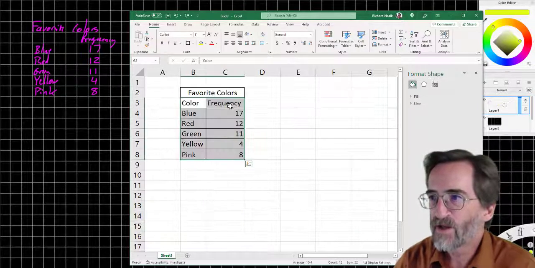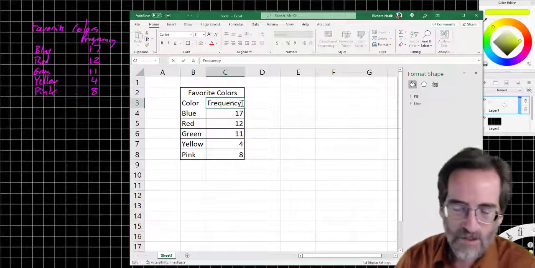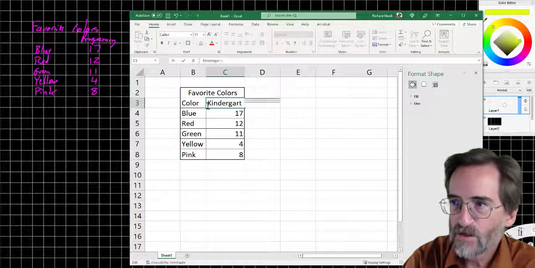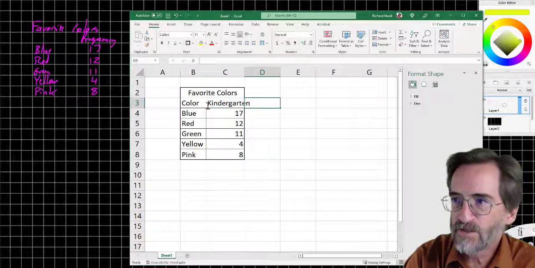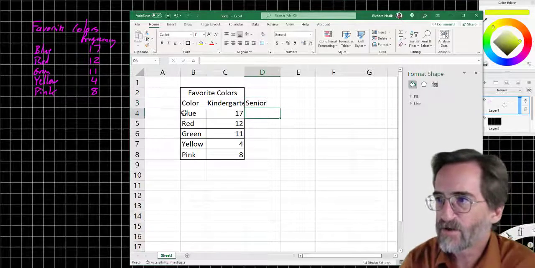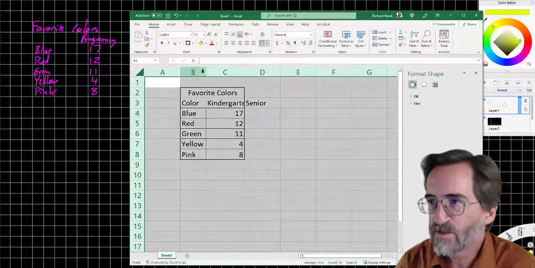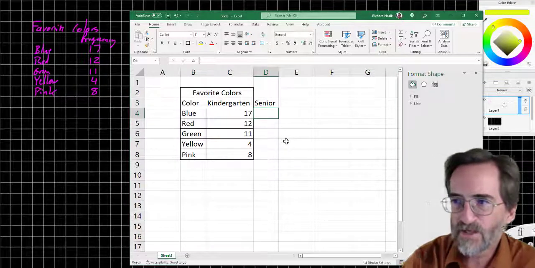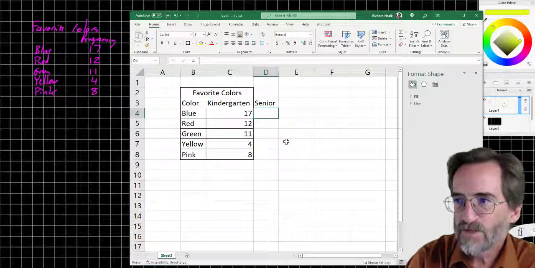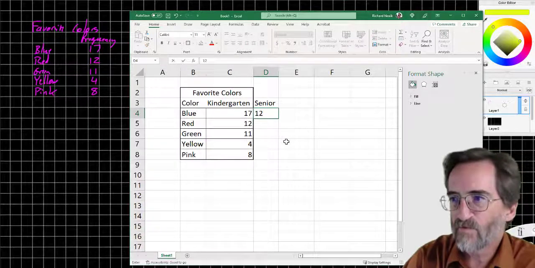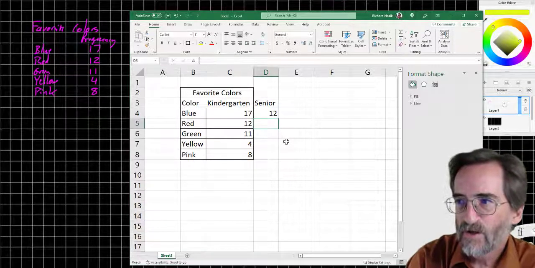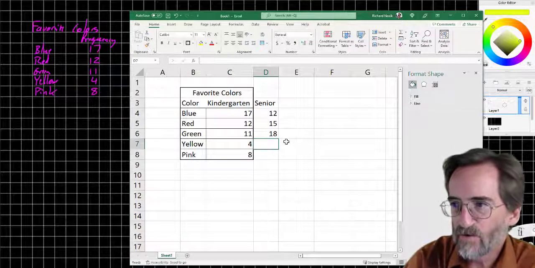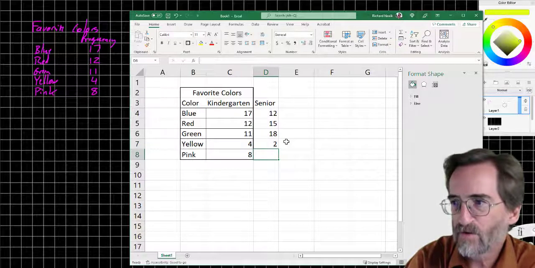Let's say I was doing a comparison between kindergartners and seniors in high school. Is there a difference in the colors people like when they're seniors? Okay, and let's say seniors 12 liked blue, red, 15 green, 18 yellow, 2 and pink 1. Okay.